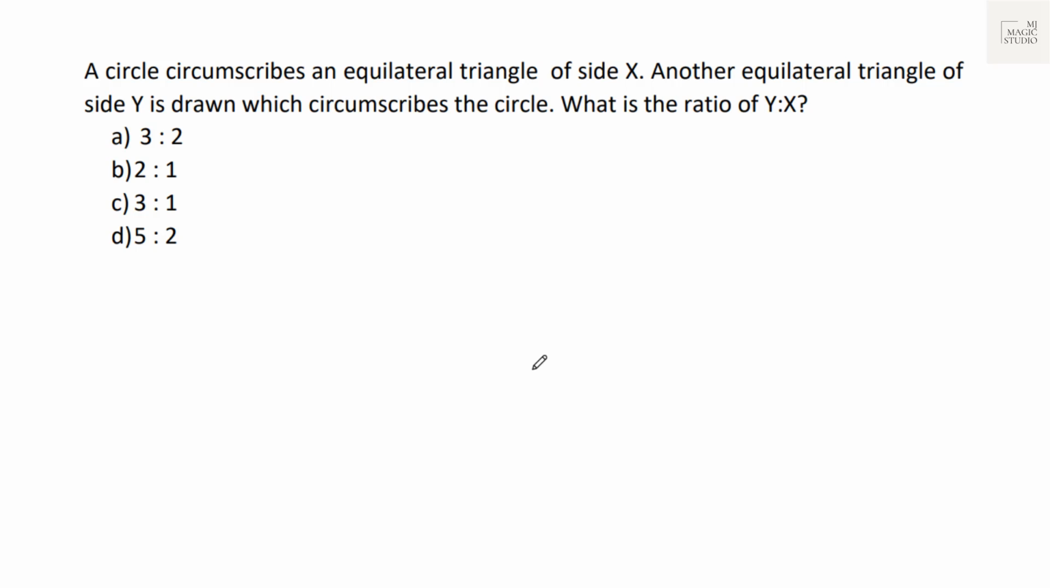Facts, principle and knowledge based questions from geometry. A circle circumscribes an equilateral triangle. We have an equilateral triangle, all sides equal, angle equals 60 degrees, and there is a circle. Now, the side of this equilateral triangle is x. Another equilateral triangle of side y is drawn which circumscribes the circle. So the equilateral triangle would be something like this.